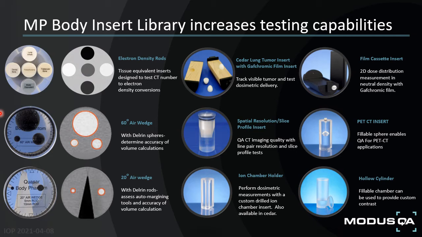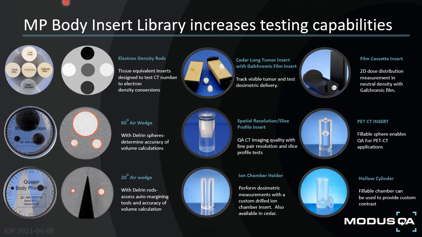So next up is the 60-degree Air Wedge, which consists of 3 high-contrast Delrin spheres of varying size. And this is all embedded into a half cylinder of air cut across the long axis at a 60-degree angle. And it's actually because of this high contrast air acrylic interface along the scanning axis that allows for the Delrin sphere volumes to be particularly susceptible to partial volume effects, and therefore allowing physicists to be able to determine the accuracy of their target volume calculations under very similar circumstances.